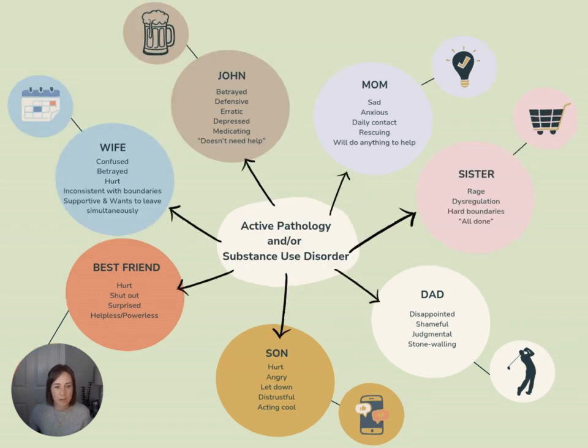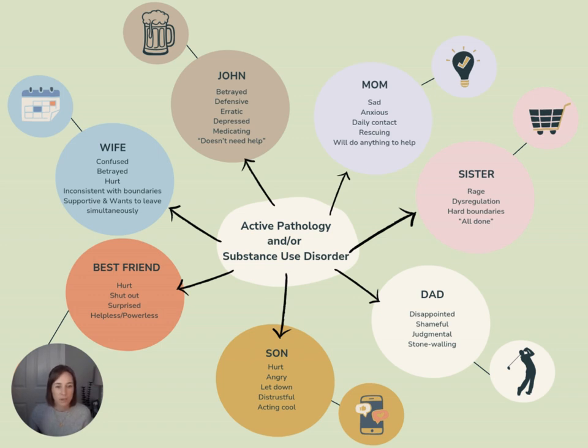So, a couple of things are happening here. One, we've removed John from the middle, and we've replaced that with just active pathology or substance use disorder. That is the thing that is creating the impact on the rest of the family. And so, if I look at mom, for example, I'm looking at her sadness, her anxiousness, her need for daily contact with a person, her desire to rescue, her desire to do anything at all to help, lots of codependency going on in her bubble. All of that is a result of trying to be in relationship with active pathology or substance use, and there isn't a healthy way to do that.